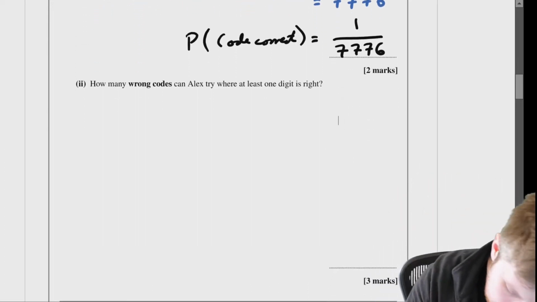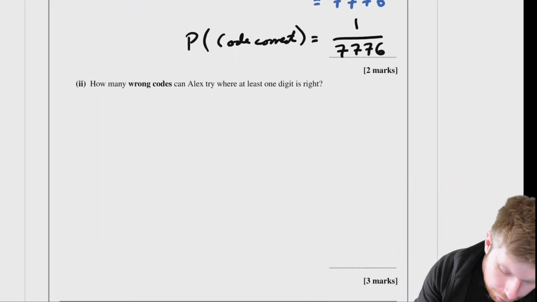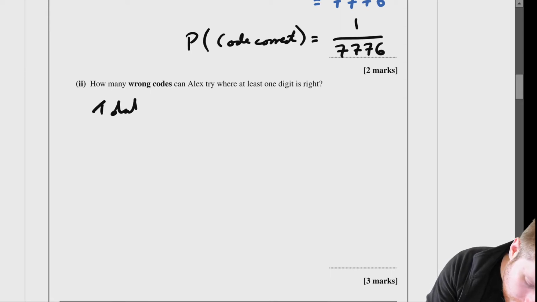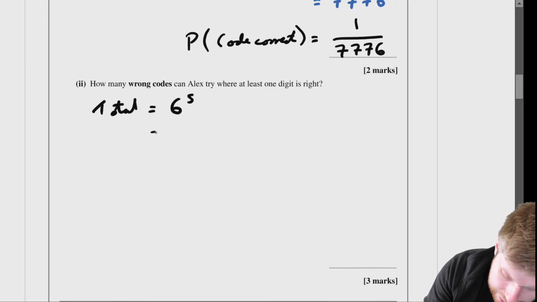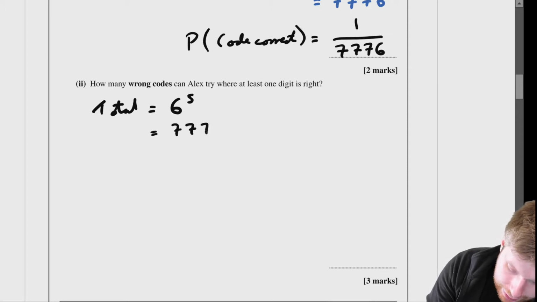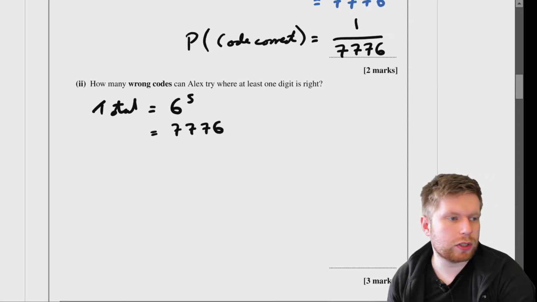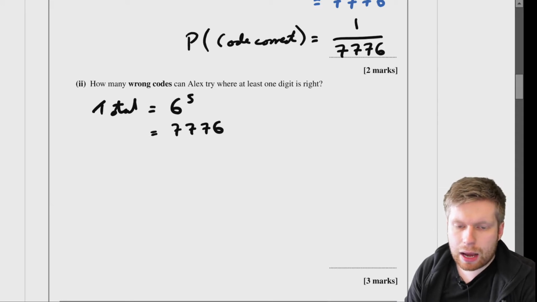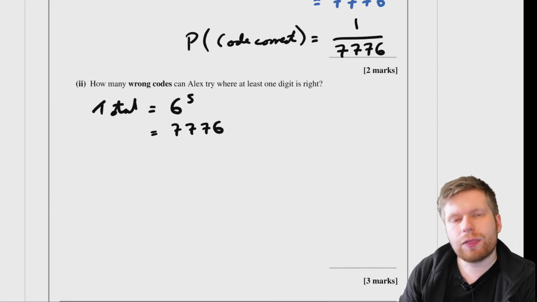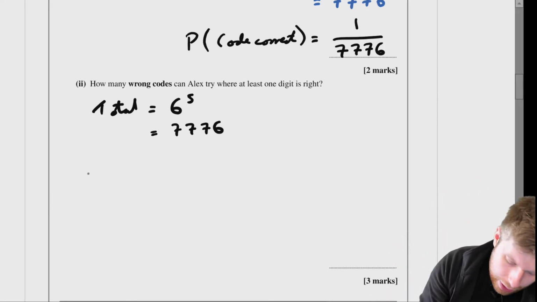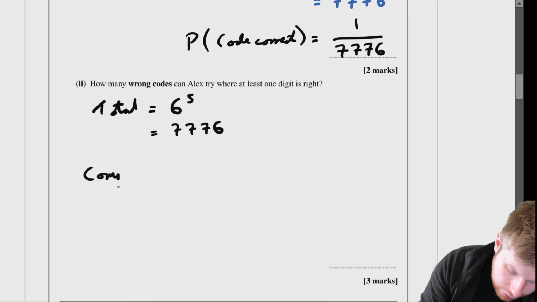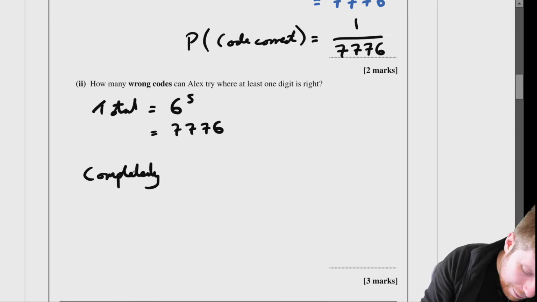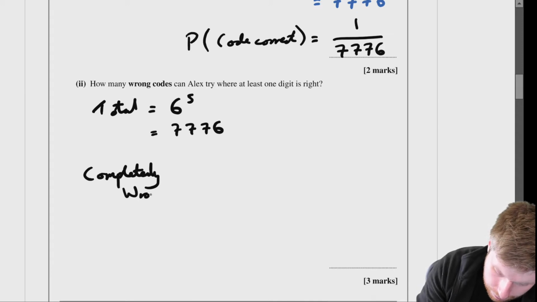Well, I've just established the total number of possible codes to try will be 6 to the power of 5, or quite simply 7,776. That's the total number of codes that I could try. Now, how many codes are there that are completely wrong? So the completely wrong codes, in other words, no digit in any position is correct.